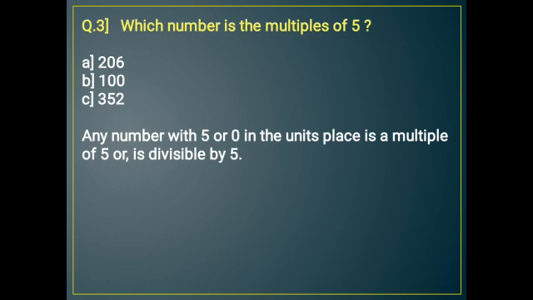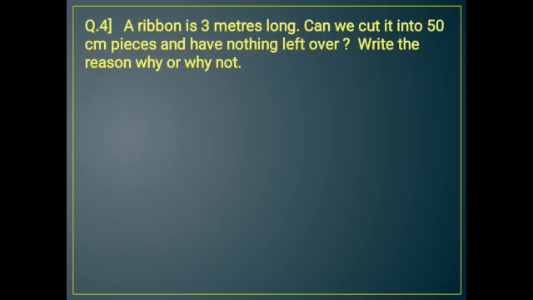See here, any number with 5 or 0 in the units place is a multiple of 5 or is divisible by 5. So 100 is the multiple of 5. So B is the correct option.